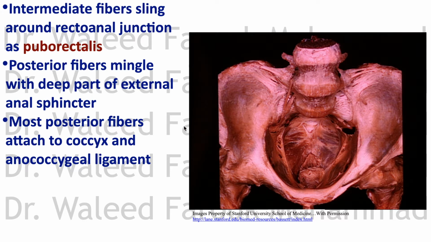And the posterior fibers of the muscle mingle with the deep part of the external anal sphincter. The most posterior fibers go to the coccyx and the anococcygeal ligament. The anococcygeal ligament extends between the coccyx and the anal canal, and it's the meeting of the muscles of both sides in a fibromuscular collection of tissues in the midline, like the perineal body.